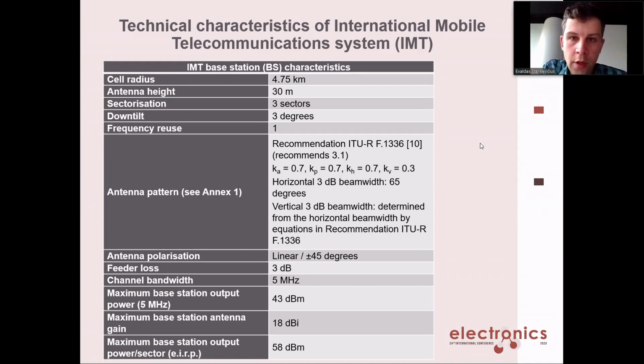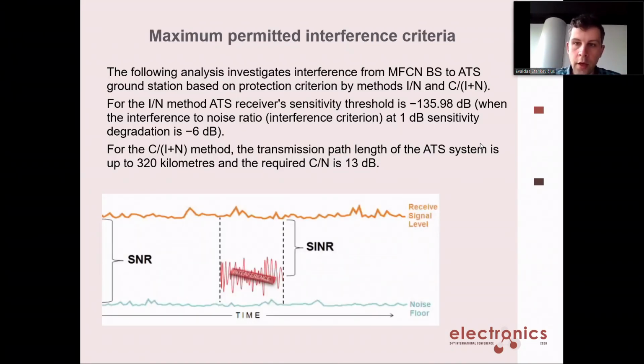And for the international mobile systems, or simply the mobile networks, we also created three base stations, a cluster of base stations with default parameters and default emission powers, and calculated the interference level at the ATS receiver point. So two ways of calculation were done.